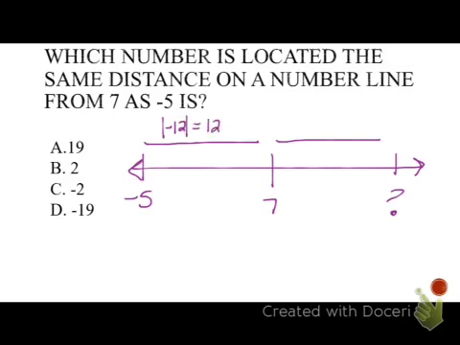So we want to know what number is going to be 12 spaces to the right of 7. So you would take 12 and add it to 7 to get 19. Meaning the number that is the same distance from 7 as -5 is 19.